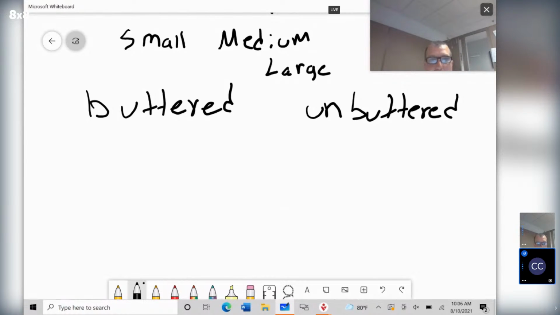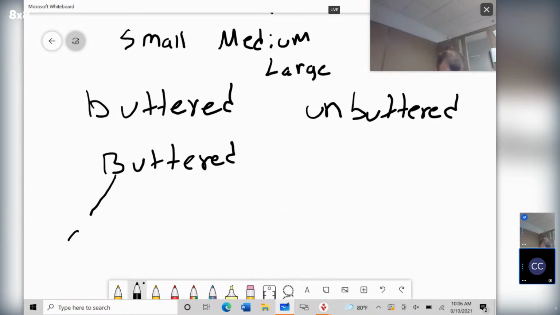So let's look at the combinations. We're going to do a tree diagram. So there's buttered, and that's going to be, there's a small option of buttered, there's a medium, and then there's a large.